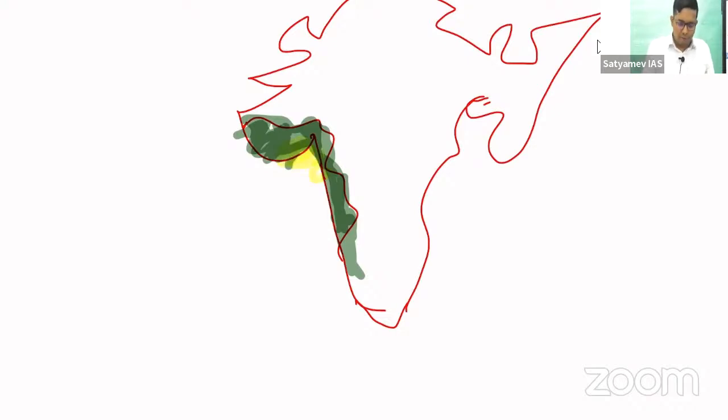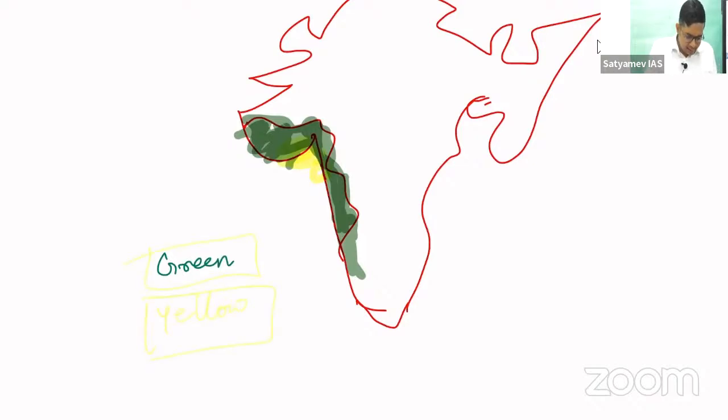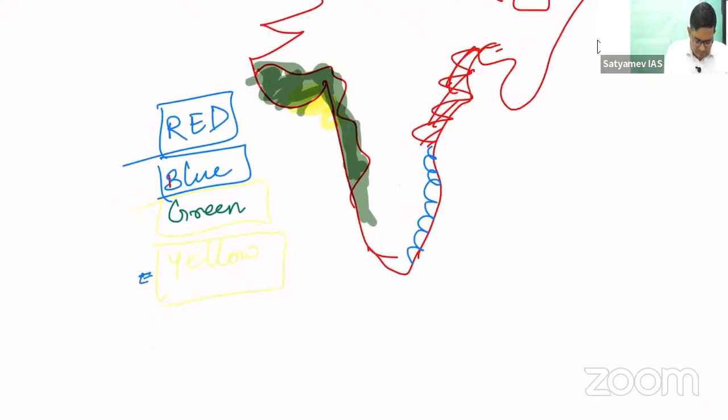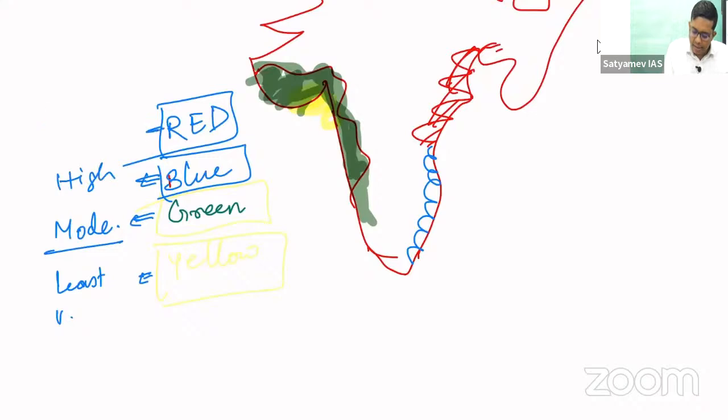What is the meaning of yellow areas? So green areas, some yellow areas, and then blue areas. Some of this region will be blue, and some red areas. So there are four kinds of coding. Yellow is least vulnerable, green is moderately vulnerable, blue is high vulnerability, and red is extremely high vulnerability.